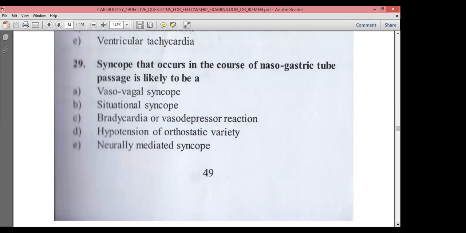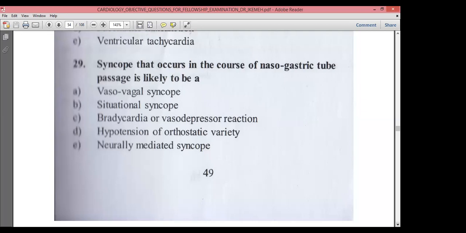From the major types of syncope, we know that there are three major causes of syncope. The first one is neurally mediated syncope. The second one is due to orthostatic hypotension. And the third one is cardiac syncope. Neurally mediated syncope includes vasovagal syncope, due to maybe intense and prolonged fear, anxiety, intense emotion, and all that.